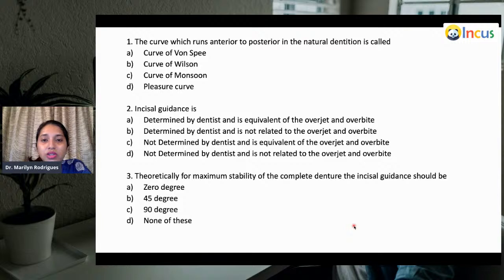This brings us to the end of the discussion of occlusion. Now let's go to the MCQs for today. Let's start with the first MCQ.